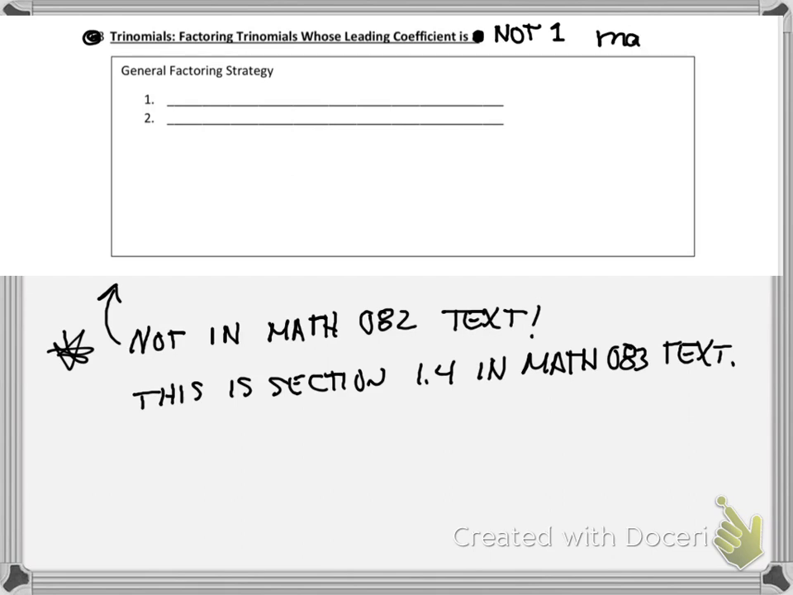We are in Chapter 4 and we are learning methods of factoring. The specific method I'm about to teach you is not in the MATH082 textbook. It's in the MATH083 textbook at CCBC.